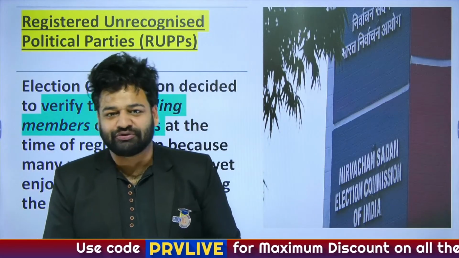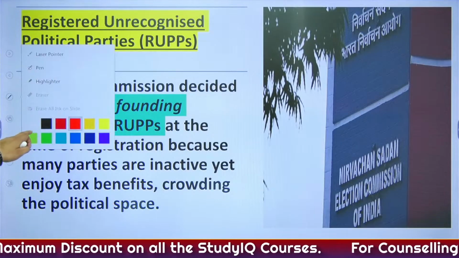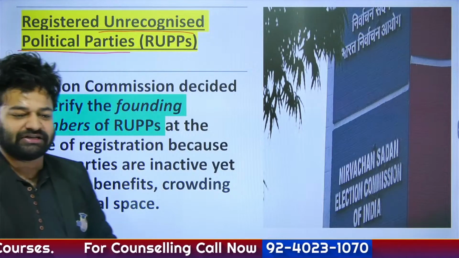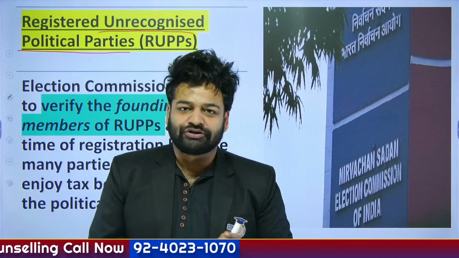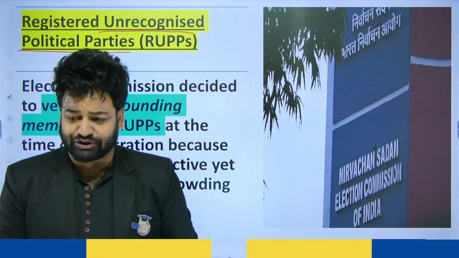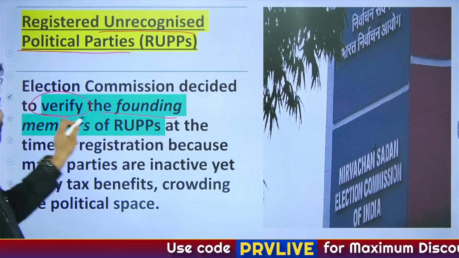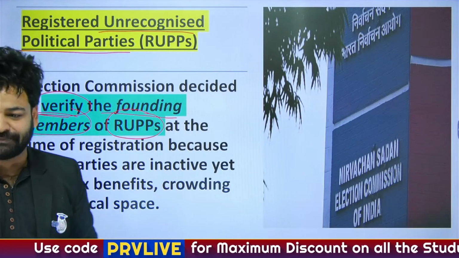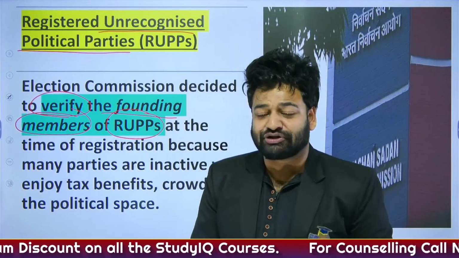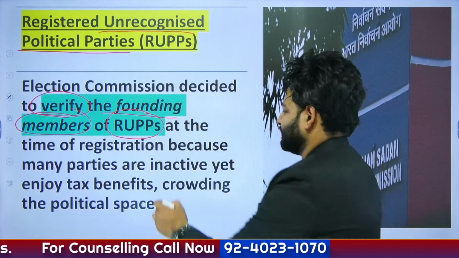Okay, so the first news that you can see on your screens is with regard to registered but unrecognized political parties, in short, the RUPs. So it is about what? Registered but unrecognized political parties. So what's the news here? As you can see, Election Commission has decided to verify the founding members of these registered but yet unrecognized political parties at the time of registration.